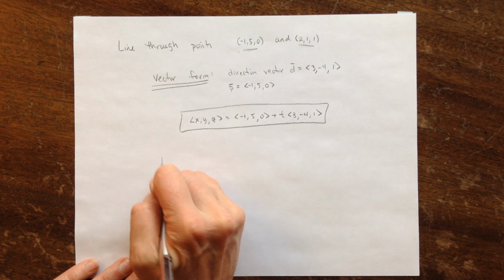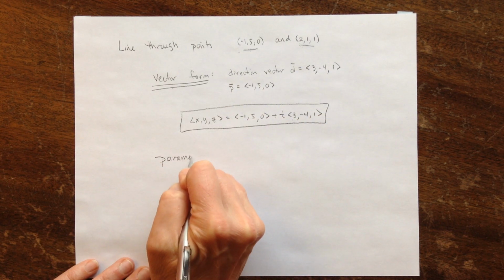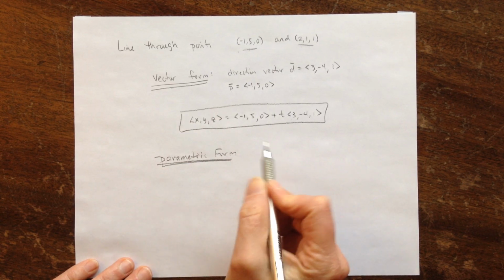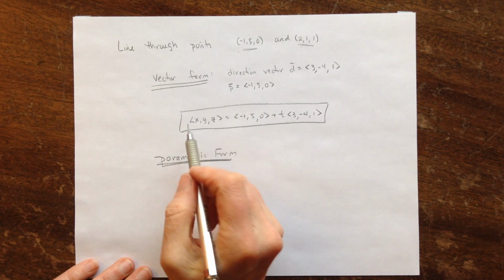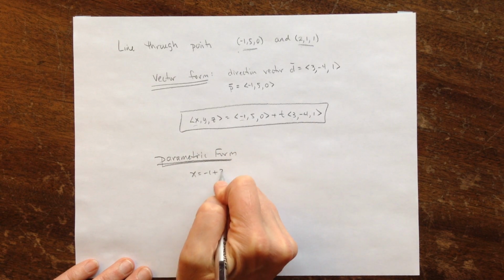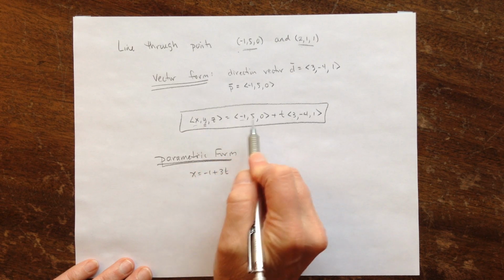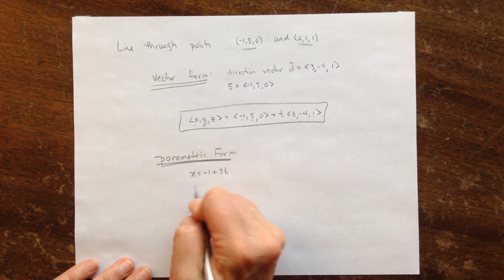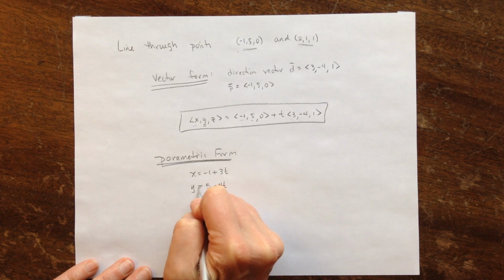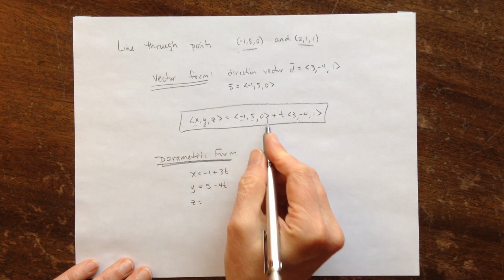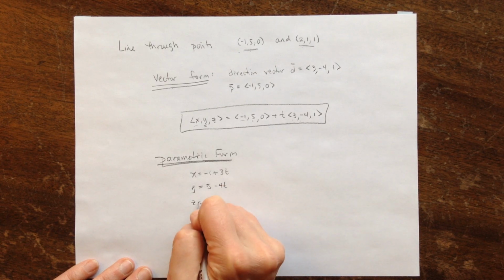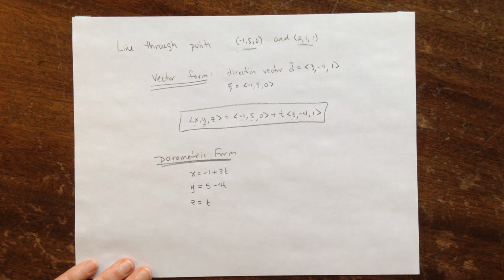And then the parametric form you get as just a manipulation of this. You have x is equal to -1 plus 3t, y is equal to 5 minus 4t, and z is equal to 0, so I'm not going to write it, plus t is just t. So z is equal to t, and there's your parametric form.